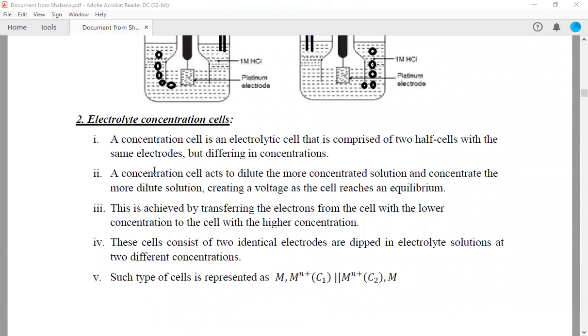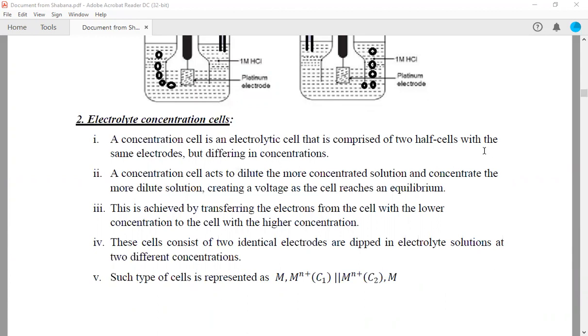In this concentration cell, the electrolytic cell is comprised of two half cells, like in the electrode concentration cell. But the same electrodes should be taken, and the concentration should be different. That means it is a cell consisting of two identical electrodes dipped in two electrolyte solutions of different concentration, due to which there is a difference in the potential at the electrode and the electrolyte solution in which it is dipped.